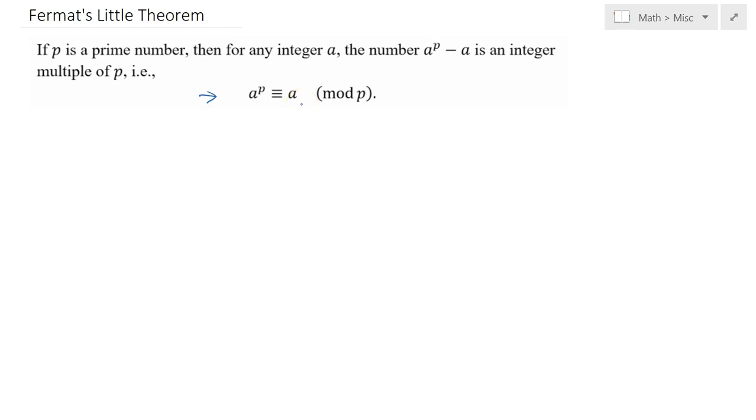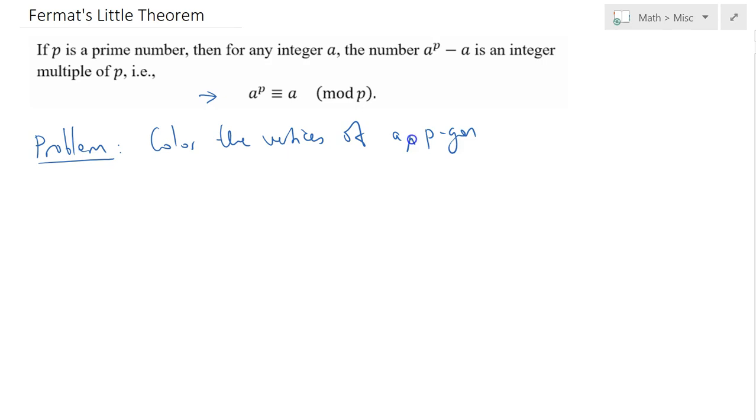In order to prove this statement, I would like to consider the following problem. Consider the coloring of the vertices. So color the vertices of a regular p-gon with a different colors. So you have a different colors to choose from, and we would like to color the vertices of our polygon with p vertices and p sides.